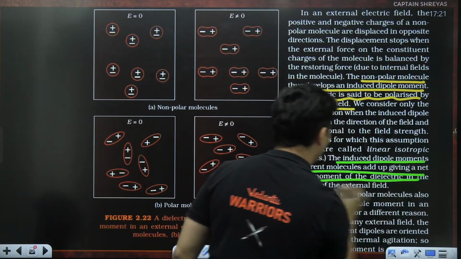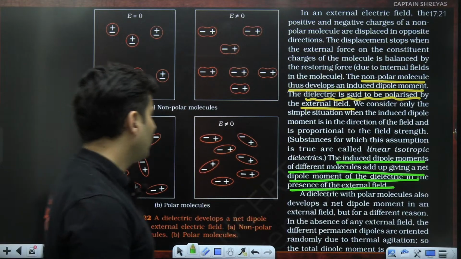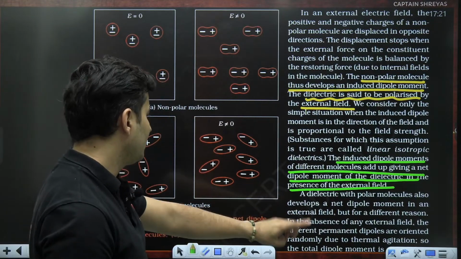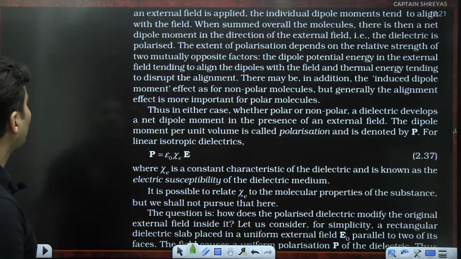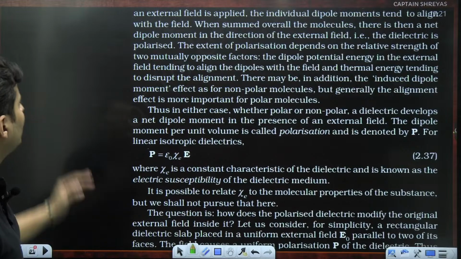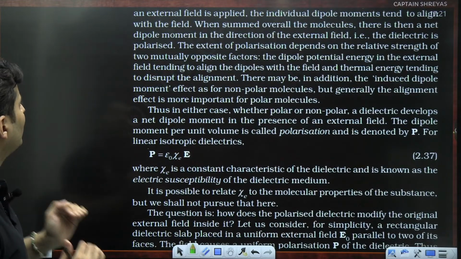Polar molecules also develop a net dipole moment in the external field, but for different reasons. In the absence of an external field, the individual dipole moments are random, and when it is applied they tend to align, so when summed up there is a net dipole moment in the polarized dielectric.